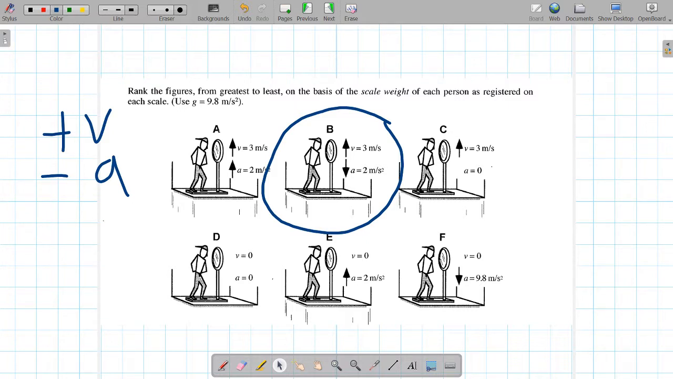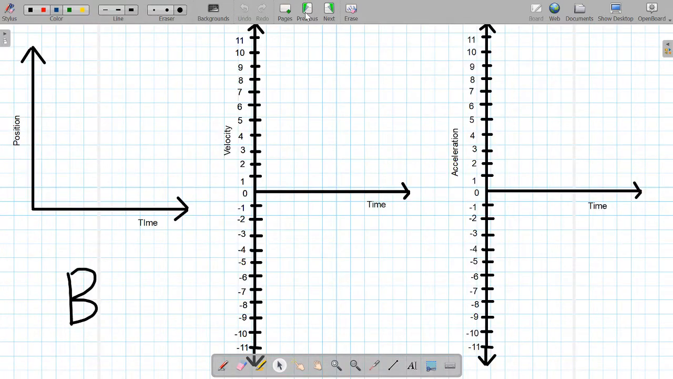So how does it look on a position time graph? Okay, so let's come over here. For situation B, if we're slowing down in the positive direction, once again, our graph needs to be curving uphill, but now it needs to be getting flatter with time because it's slowing down. So our position time graph looks like this. Okay, so it's going uphill and it's flattening with time.